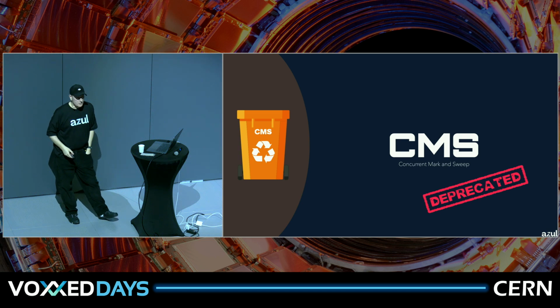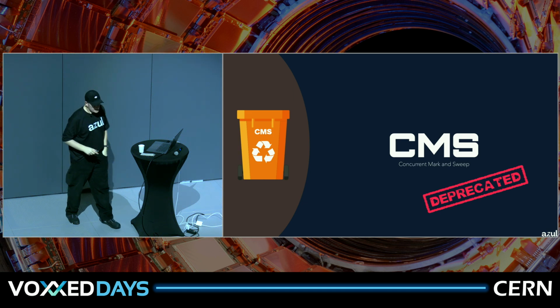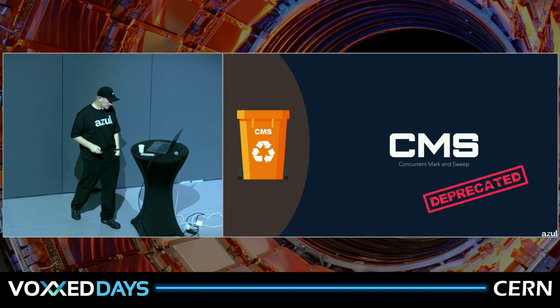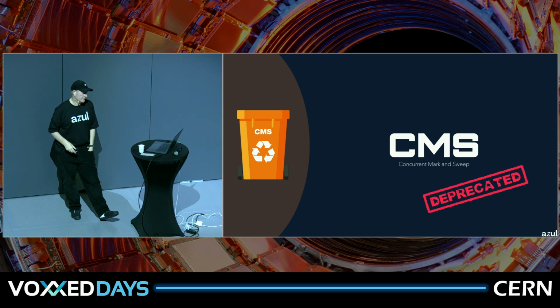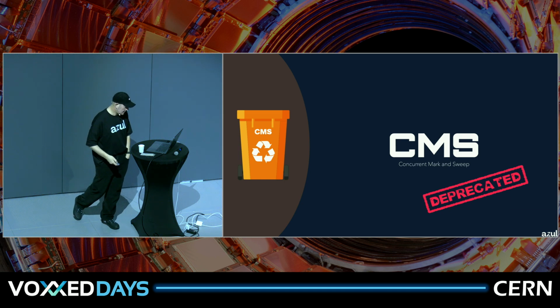CMS, concurrent mark and sweep. In principle, the heap layout looks nearly like I showed you for the generational garbage collector. This is more or less how it looks. But this is deprecated because it had some problems. If I remember right, there have been so-called allocation stalls. That means if the application allocates more memory than the garbage collector can keep up with, that was one of the problems.